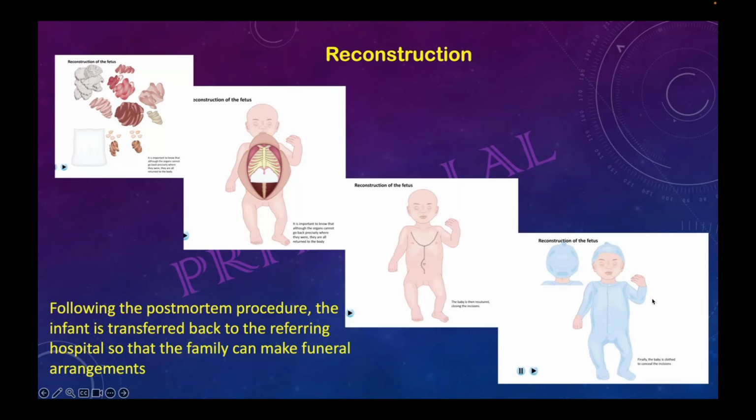Because of that, you give assurance to the role player that the appearance of the baby would not change before and after the baby goes for the post-mortem. Once the post-mortem is done, the baby is transferred back to the referring hospital, and after that the family can make funeral arrangements. So in your Part 3 stations, you have to explain post-mortem to the role player. You have to know a brief of it. Detailed knowledge is not required.